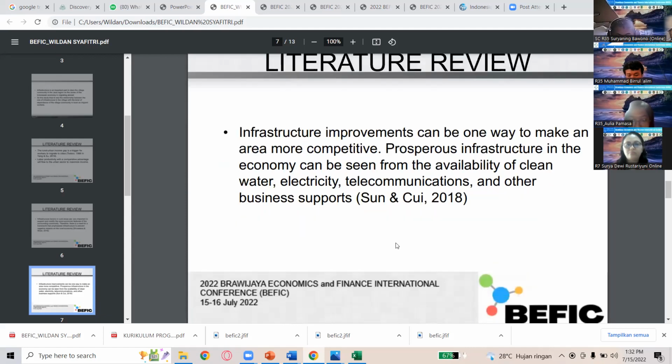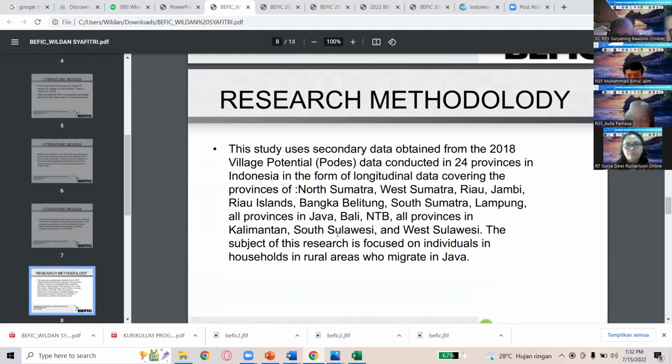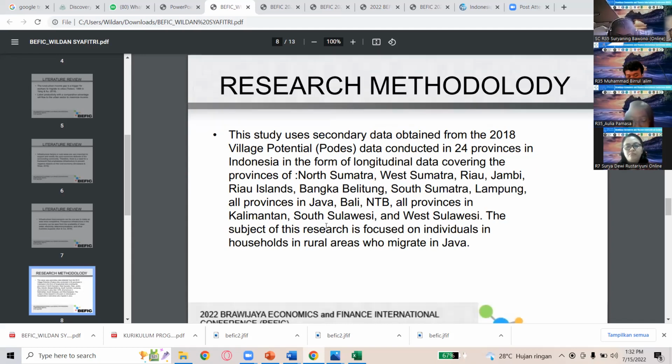In our research methodology, we use almost all villages in Indonesia, which we call village potential, or POTES. We use 2008 because it is the last data that we can get from BPS, and it is almost 90,000 villages' data from POTES. We try to see the impact of labor migration overseas in Indonesia.